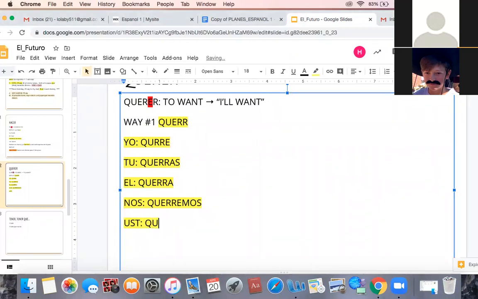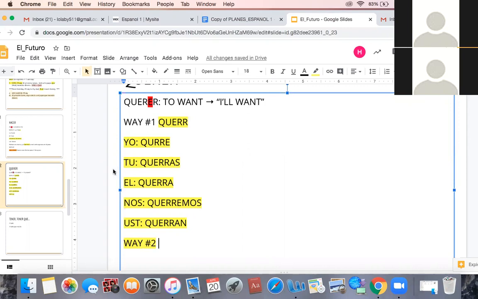Okay, y querrán. Literally no one uses this. I've never even heard anybody say, yo querré un taco, right? No one says that. But I still want to teach it to you just in case you come across some weird person who says it, so you're not like, what are they saying? I'm not even going to give an example because it sounds so weird. But way number 2 is the one that's used the most, okay? Don't tell anyone I told you that. Bueno, so ¿cómo lo hacemos en el way number 2?